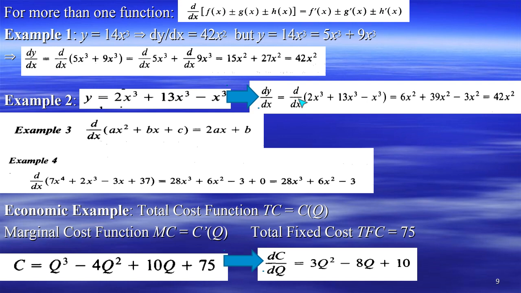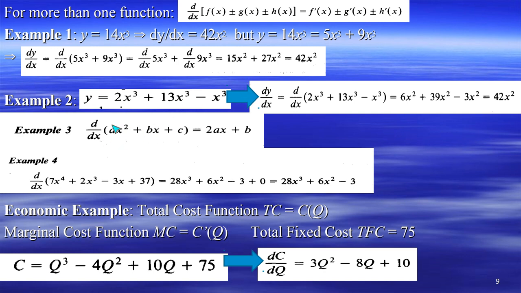So 3 in front of the 2x is 6x to the power 3 minus 1, 2. And you just put 3 in front, 3 times 13, 39, x to the power 2, and minus 3 times x to the power 2. So what does it mean? 39 plus 6, 45, minus 3, 42, x to the power 2, which is the same result as before. But this is not so important, not so interesting.